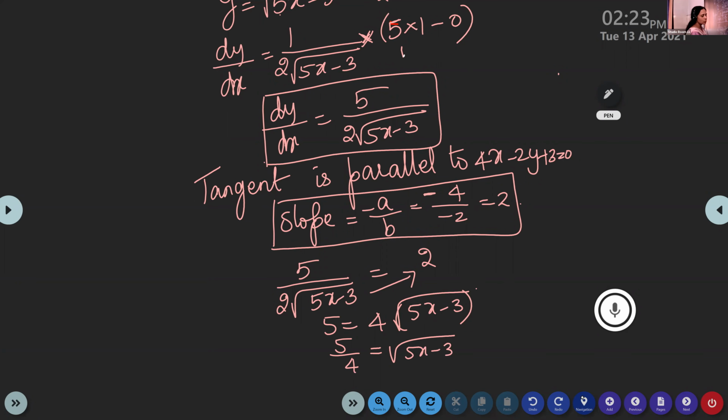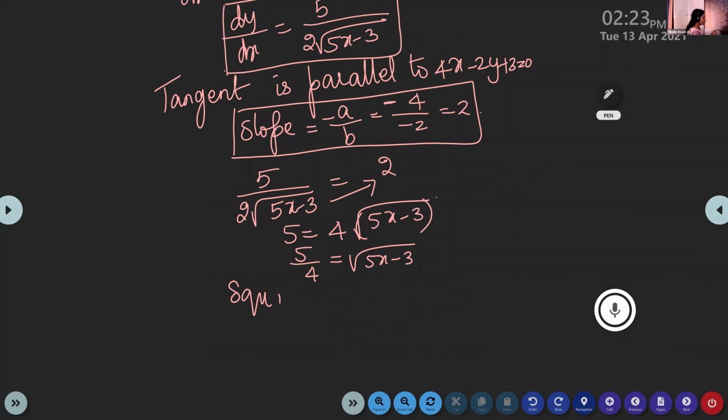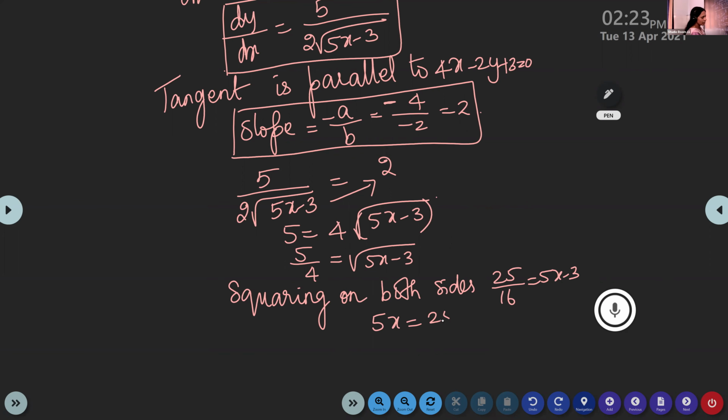In order to remove the root, we square on both sides. When you square on both sides, we will get 25 by 16 is equal to 5x minus 3. So 5x is equal to 25 by 16 plus 3. So that is 25 plus 48 by 16. So 5x is equal to, what is 25 plus 48?